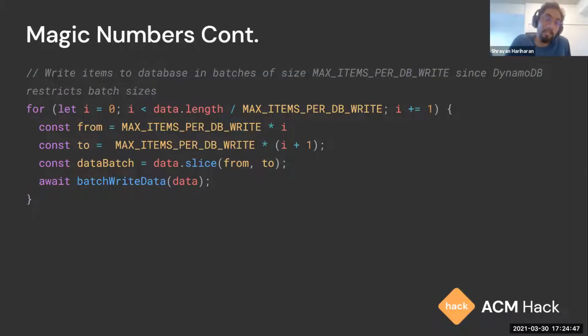So if we refactor it to something like this, we have a clear comment explaining why we're doing the 25, and then we just replace the 25 with a max items per DB write variable. So this is actually code I wrote in a different program. It's a simple loop that writes data to a database in sizes of max items per DB write, because DynamoDB, which is a type of database, restricts batches to only that size. So again, a lot clearer with comments and constants instead of magic numbers.